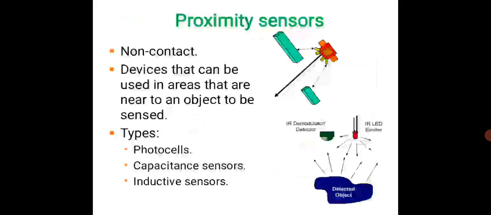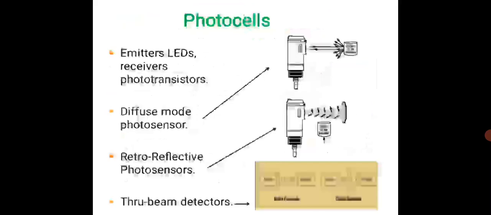You can see in the picture we have an IR detector and an IR LED emitter. The LED will emit, and similarly the detector will detect this light, which is related to the detected object. Here you can also see the photocells, which again have a pattern of LEDs and receivers, which are phototransistors. We have different types here, and in the last one you can see through-beam detectors, where the beam gets interrupted and this gets detected.